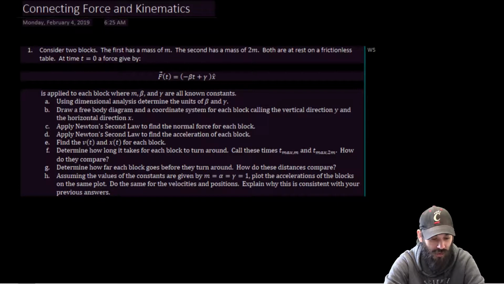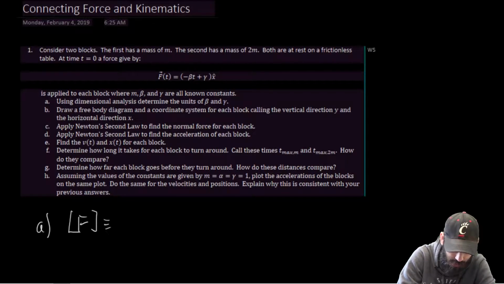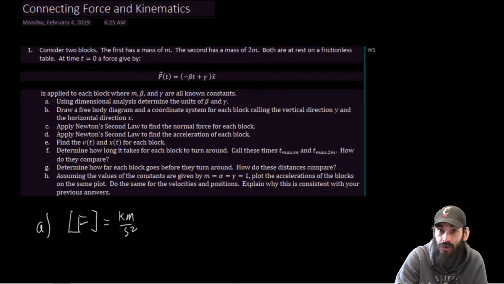At time t equal to 0, a force given by F of t vector equal to minus beta t plus gamma, times x hat, is applied to each block, where m, beta, and gamma are all known constants. Use dimensional analysis to determine the units of beta and gamma. Okay? So in order to use dimensional analysis here, we know that force has units of newtons, which is the same thing as a kilogram meter per second squared. And so whatever I have on the left side of the equation needs to have units of newtons. Whatever I have on the right side of the equation needs to have units of newtons.